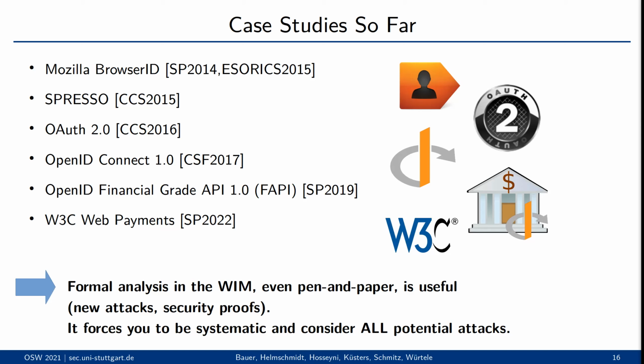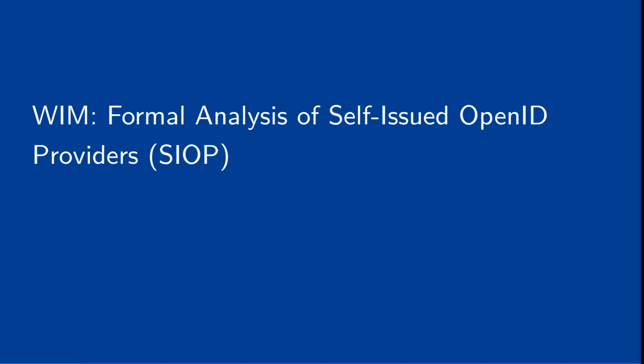All right, so next we will look at the current status of the 2 analyses that we are doing right now. So one is on self-issued OpenID providers by Christina Bauer, and the other one is the analysis of GNAP by Florian Helmschmidt. So both are master's theses. And yes, so we start with Christina, who will give a brief overview on the current status of her thesis.